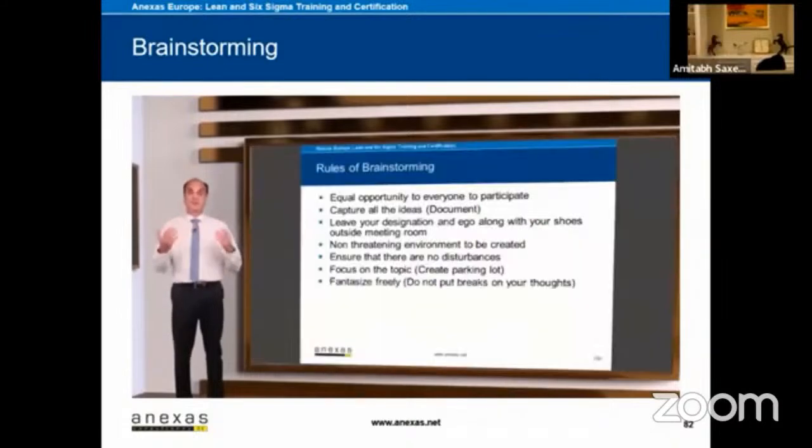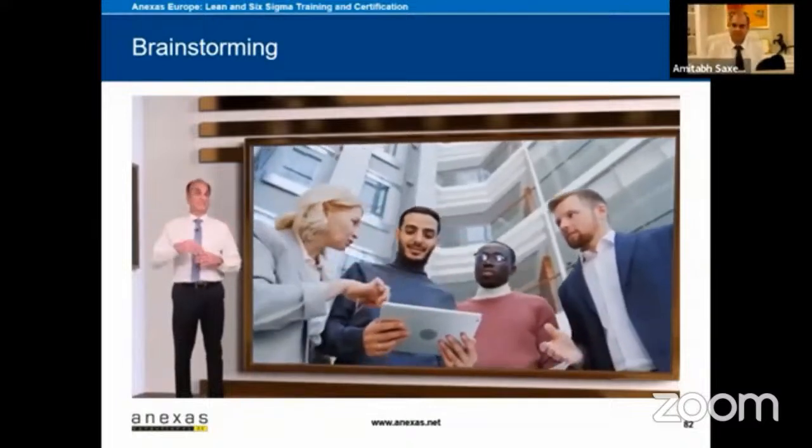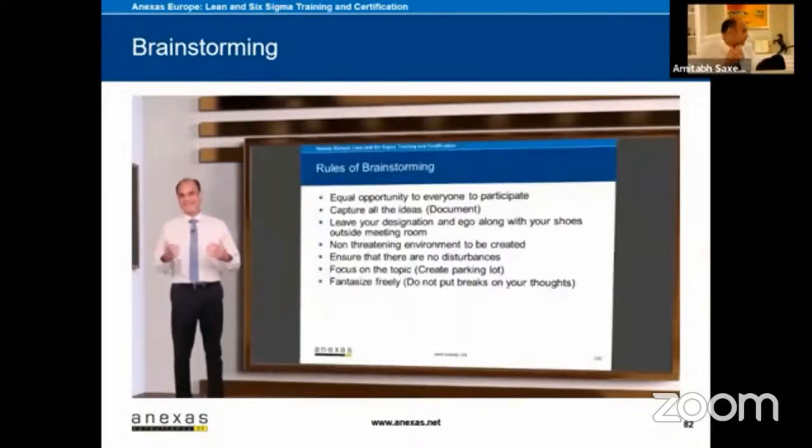We should encourage people to fantasize freely. We should not put brakes on our thoughts. So you can give some out-of-the-box ideas, you can give some wild ideas, and if people are giving you wild ideas, they should be encouraged. If you give a specific duration for brainstorming, we should try to complete the brainstorming within the time duration.